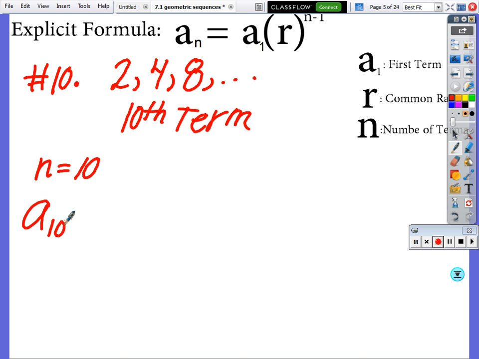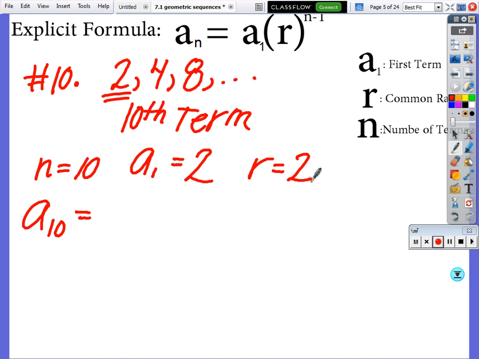We know that a sub 1 means the first term. So now a sub 10 means the 10th term. So a sub 10 is equal to a sub 1. A sub 1 is just the first term of the sequence, which we already found was 2, which is pretty obvious. You just look. That is the first term. And then we found our common ratio by doing 8 divided by 4, which is 2, and 4 divided by 2, which is 2. So r was 2, and that's all we need to know.